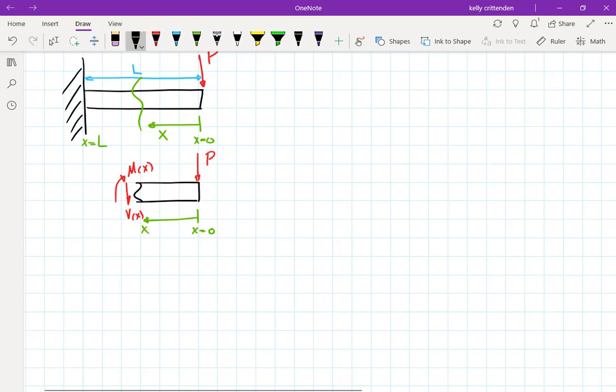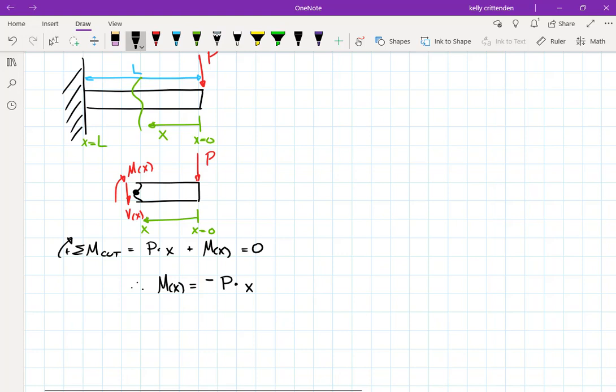Then I can go in with my free body diagram and say that I can do the summation of moments about this cut surface that I cut through. We'll say clockwise is positive. And this would tell me that P times whatever value I put in there for x is going to add to the moment at x and equal 0. So that way I have an equation for M of x that says M of x equals negative P times x. It's just the opposite of P times x.